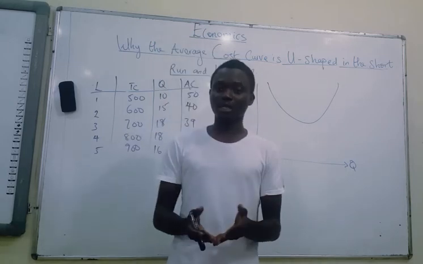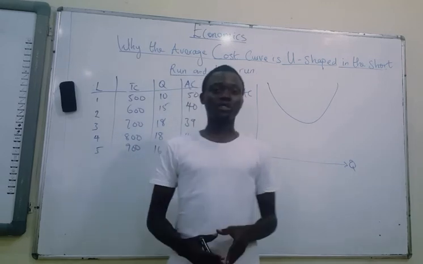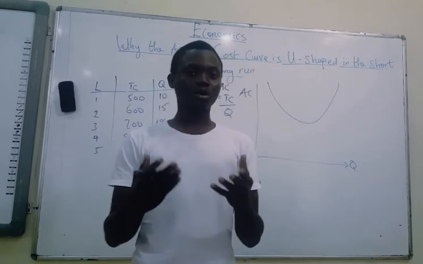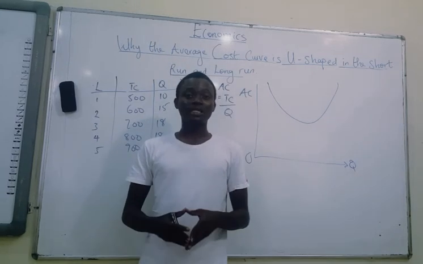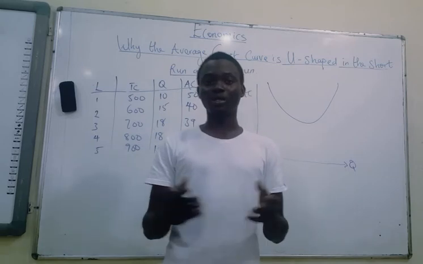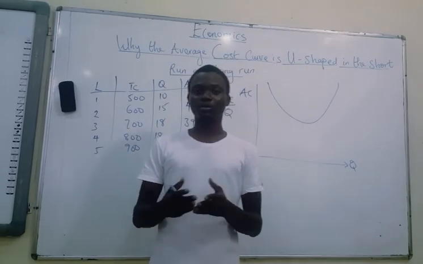Then the third part is where we have decreasing returns to scale. Decreasing returns to scale is simply saying that the producer decides to vary all of his inputs, and the variation that occurs in the total product is actually smaller in proportion than the variation that occurred when all inputs were varied. So that is what we call decreasing returns to scale.